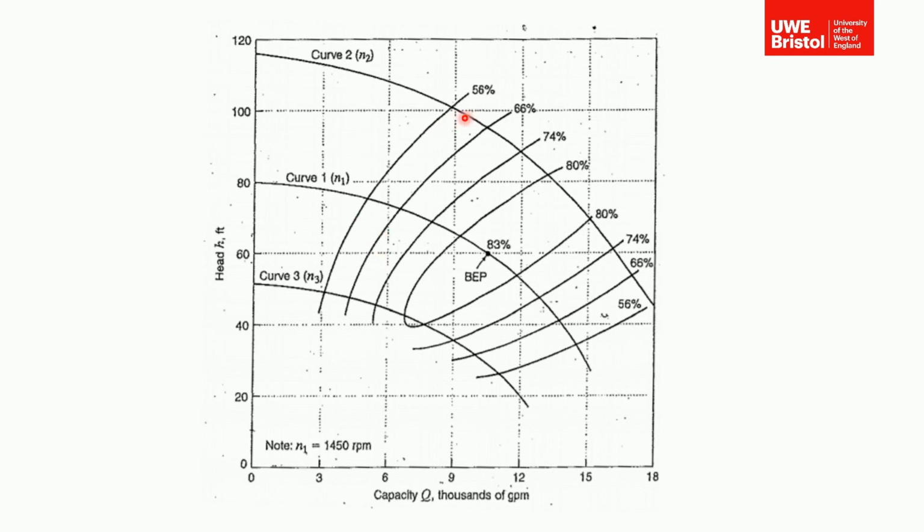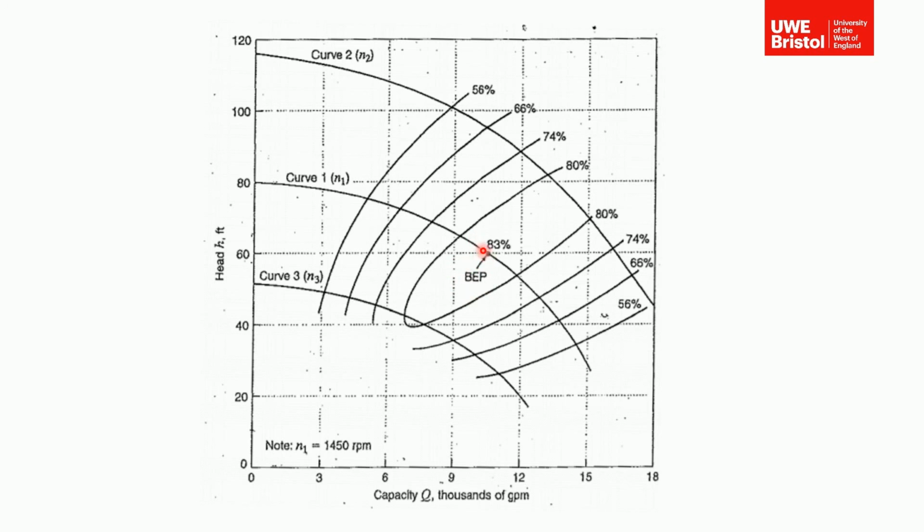What's also superimposed on top of this plot is the efficiency of the pump. So you can see that its maximum efficiency is at lifting water 60 feet in the air at a volumetric flow rate of around 10.5 gallons per minute, something like that. And so this is what's called BEP, the best efficiency point.